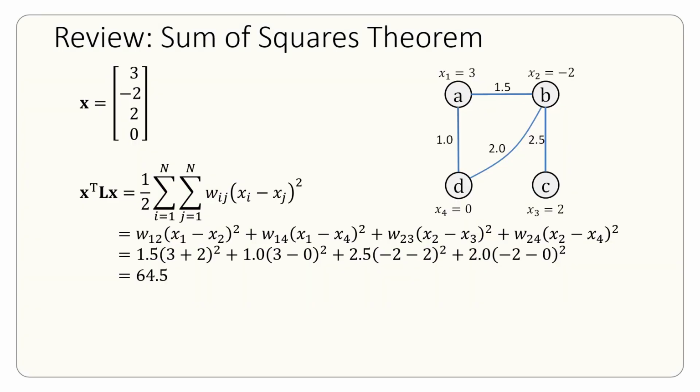This is an example. So I have this graph here, and I've called these vertices A, B, C, D. Their indices are 1, 2, 3, and 4. And so I assign values to each vertex, 1, 2, 3, and 4. x1 through x4 are the values. I arrange them in an n by 1, which is a 4 by 1 vector, and so x transpose Lx evaluates to this 64.5.